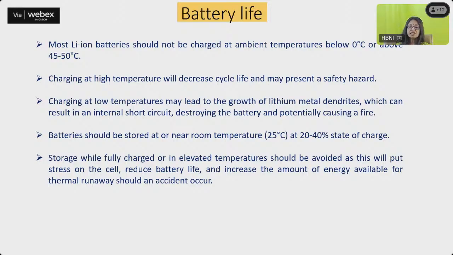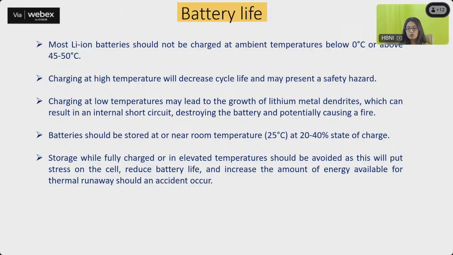So please understand that the lifetime of most lithium-ion batteries depends on various factors. These batteries should not be charged at ambient temperatures below 0 degrees or above 45 to 50 degrees, because then the battery life definitely is affected. If you charge at a high temperature, it will decrease the cycle life and present a safety hazard. Whereas if you charge it at a low temperature, it can lead to the growth of lithium metal dendrites, and this is going to result in an internal short circuit, and it will destroy the battery and potentially cause fire. So batteries should be stored at or near room temperature at 20 to 40% state of charge.